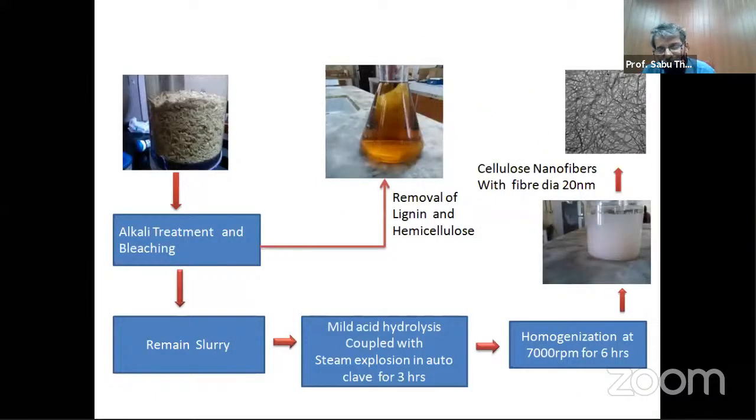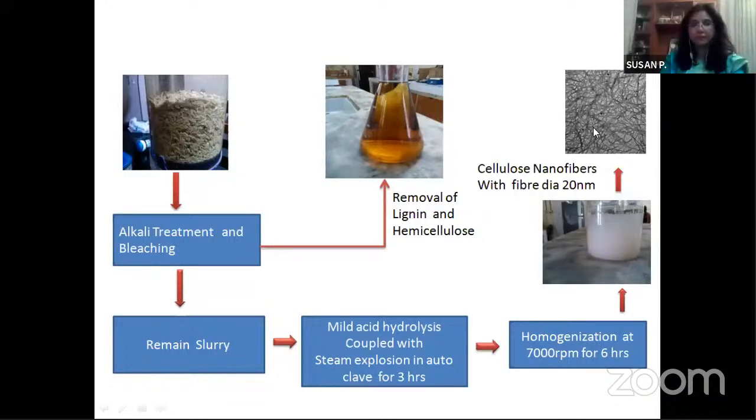I have shown you a picture, a sort of cartoon, a small diagram. This is our agricultural waste you get from the plantation. It could be banana plantation, or it could be cotton, or it could be pineapple, whatever it be, pineapple leaf. You do an alkali treatment, then you can remove lignin and hemicellulose. You get a slurry. Then you do an acid hydrolysis, an acid washing, and finally you get beautiful nanocellulose.